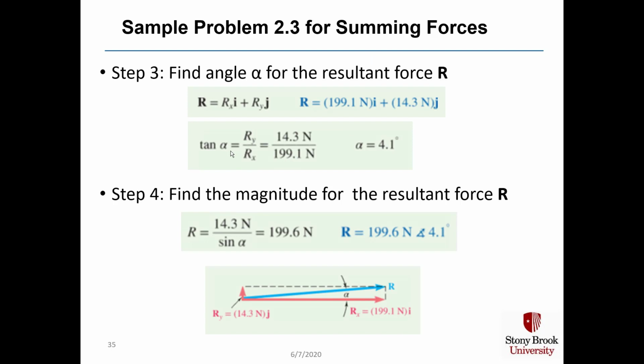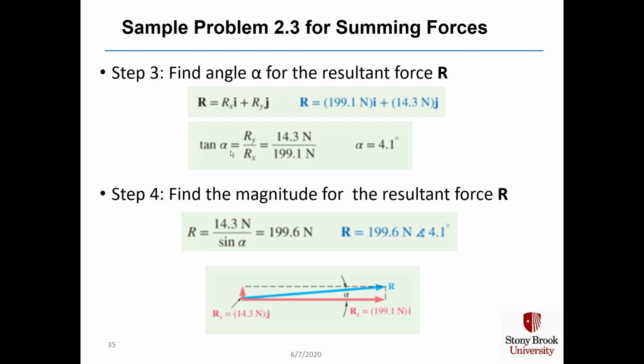Now we need to find the angle alpha for the resultant force R. Tangent of alpha is equal to Ry over Rx, which is 14.3 over 199.1 newtons, and the inverse tangent of that quotient is 4.1 degrees.